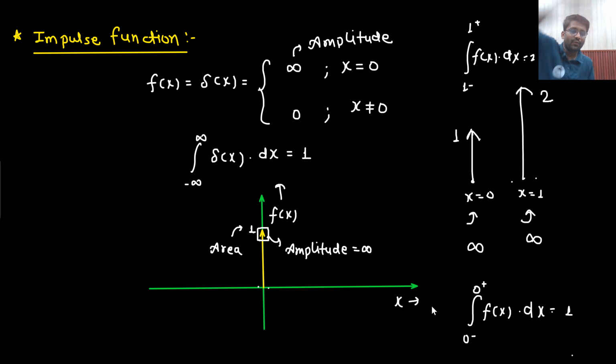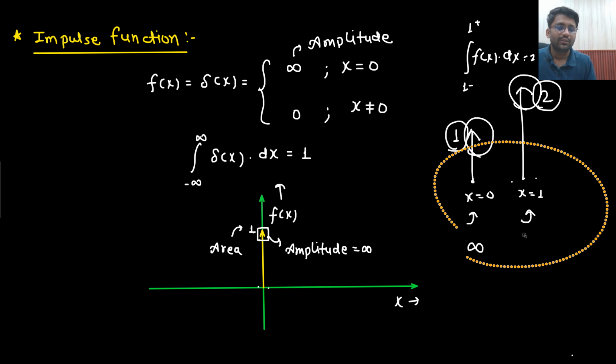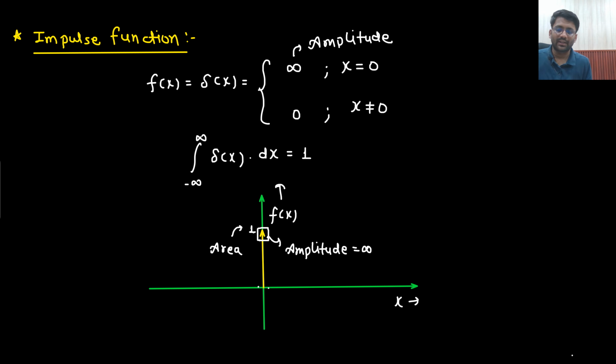Okay, so the height of this arrow is representing the area. It will always represent the area. Understandable? If this arrow is made, then by default the amplitude is infinity always. So this is how you show an impulse function, and this is the complete concept of the impulse function. Impulse function means the amplitude at x equals 0 will be infinity, otherwise the amplitude will be 0. Along with that, the area would always remain 1.